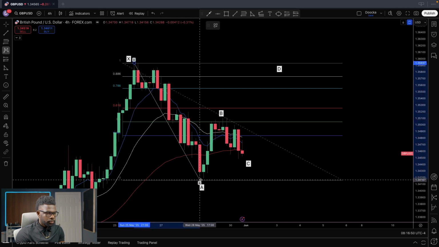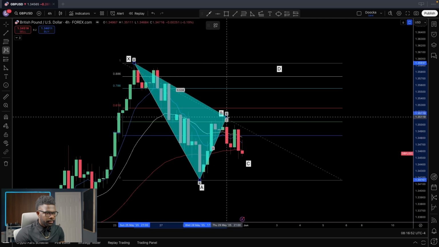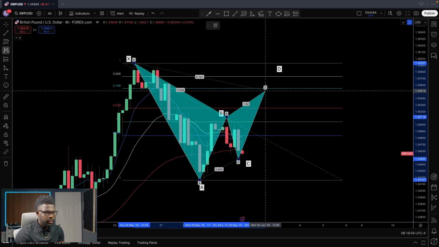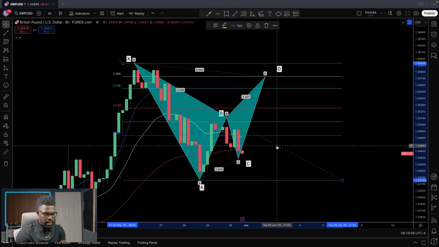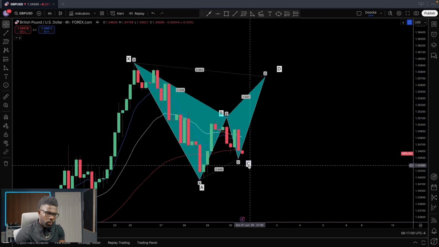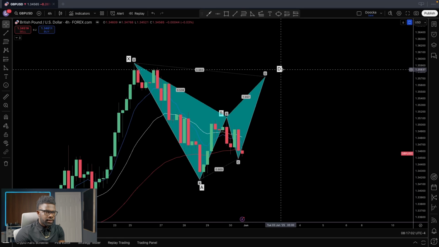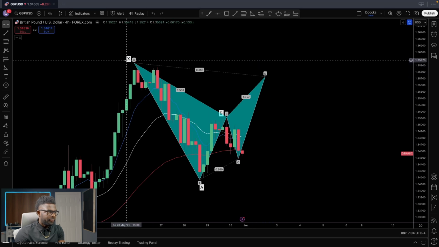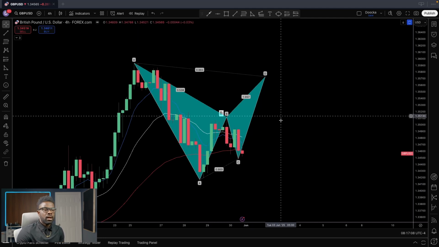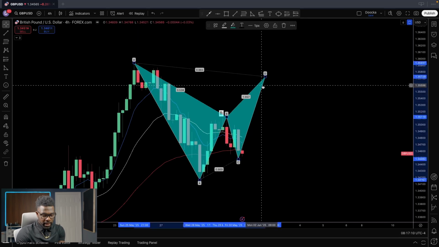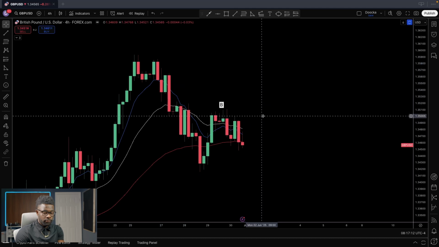drawing tool. So X, A, B, C, D. So this is our pattern. Well, this is not valid until we get a D completion. Now let me remove that, and I'm going down to the 1-hourly time frame.